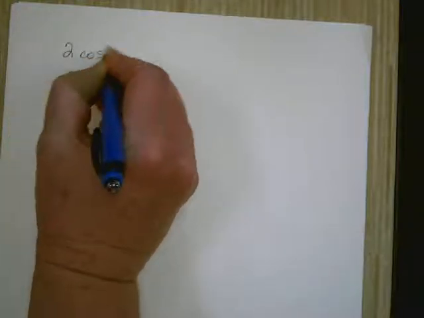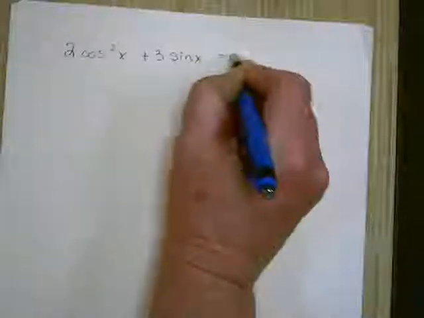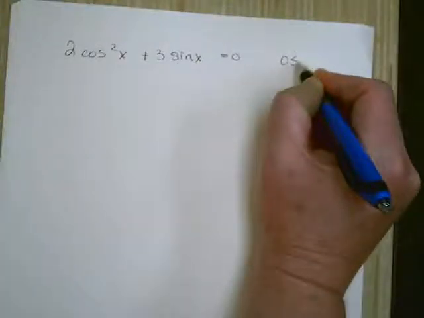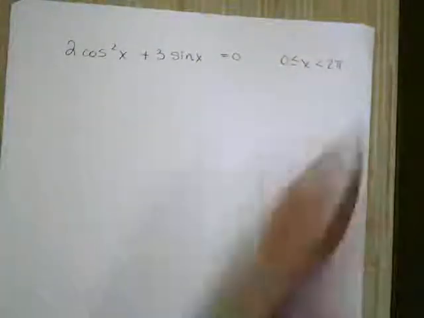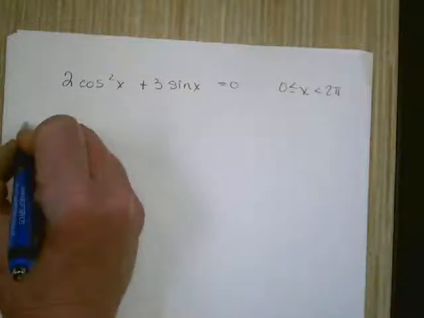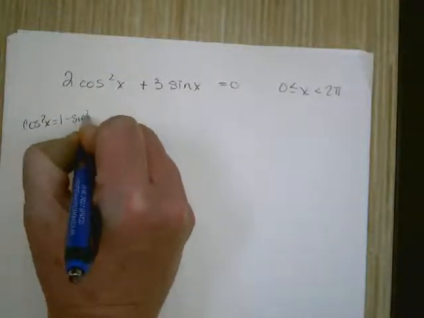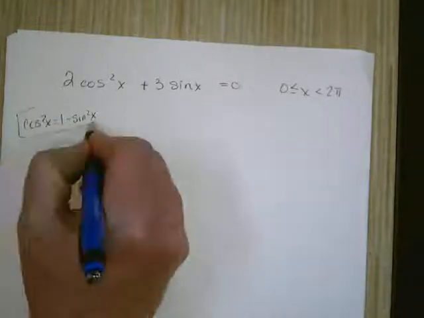But this example says 2 cosine squared x plus 3 sine x equals 0, and x is between 0 and 2 pi. What we're going to do here is use an identity to help solve it. We're going to be better off if we can get only sines or only cosines in this problem. And I do know that cosine squared x equals 1 minus sine squared x. That's an identity, so I'm going to use that.